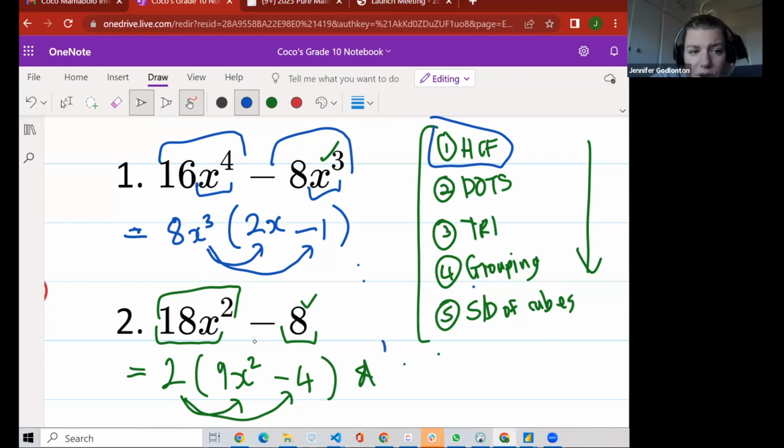That's okay. Keep on going on question 2. We haven't quite finished with question 2 yet. All we've done in this first step so far is look at how to take out the highest common factor. And then we're going to look at where we would go to after that.